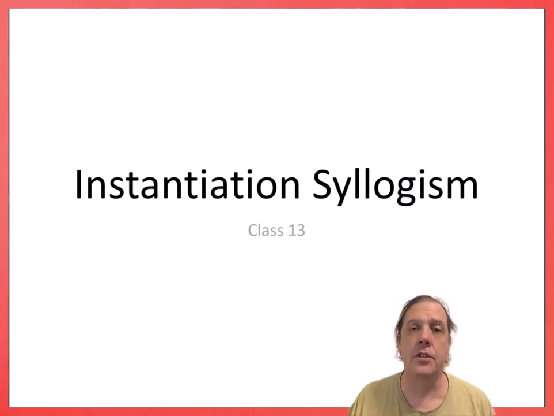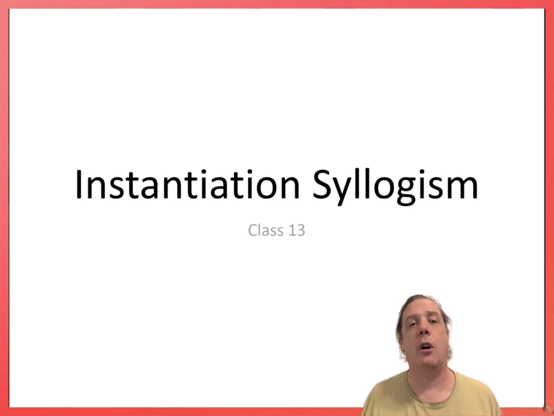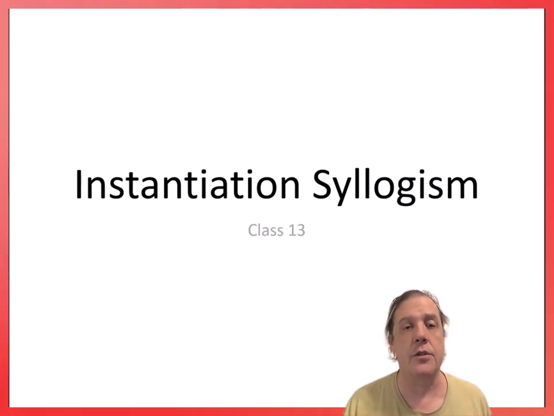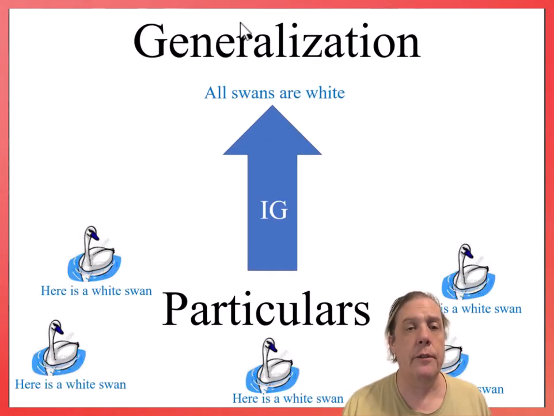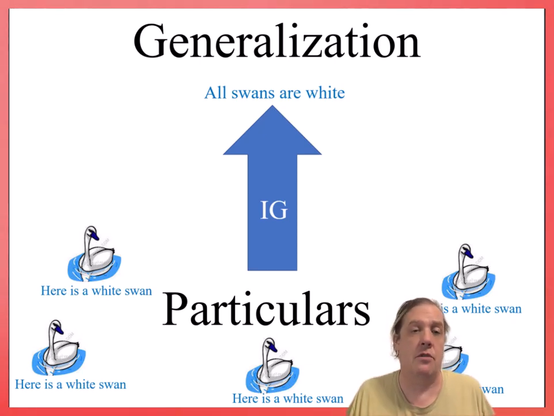The instantiation syllogism is the mirror image of inductive generalization, and between the two of them, you get the two main forms of argument regarding generalizations. So, to review, inductive generalization happened when you have arguments that move from particulars to generalizations. So you have a bunch of individual experiences with, for instance, a white swan. Here's a white swan, here's a white swan, here's a white swan, and then you draw the generalization, all swans are white.